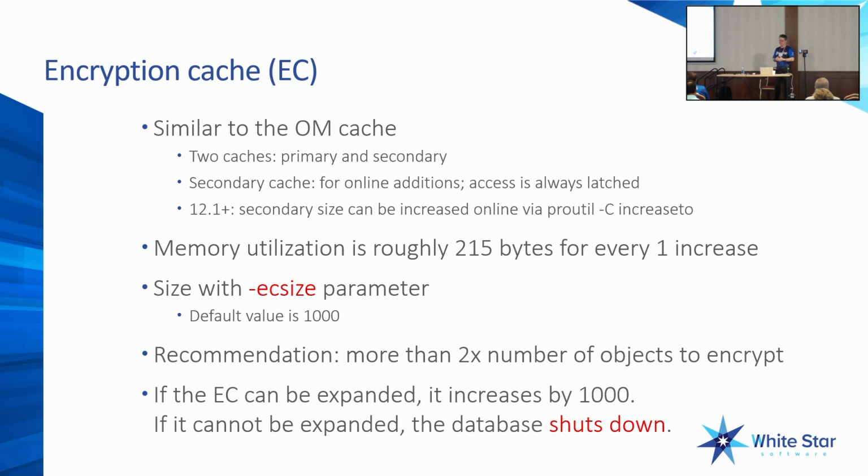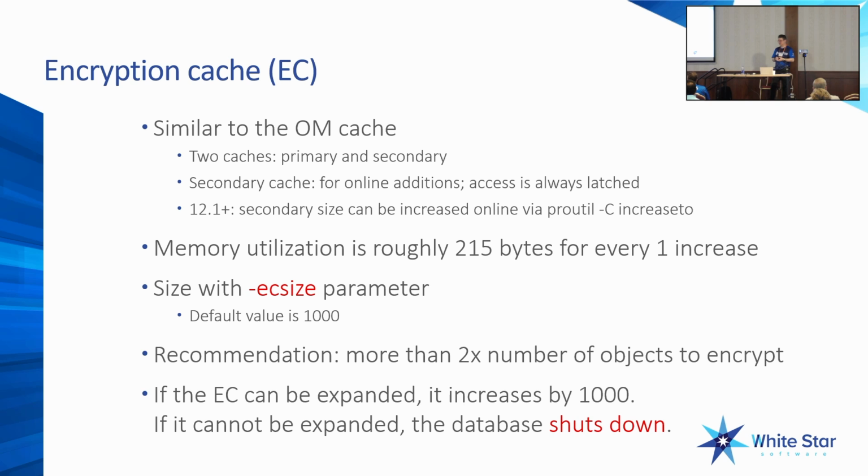And it's sized with the EC size parameter. It defaults to 1,000, and the unit is policies. So with the default, you can fit up to 1,000 policies in the primary cache. The primary gets populated at database start, and then 1,000 for the secondary as well. Don't be stingy with memory here. These are very small entries. It's not an exactly linear scale, but roughly for every one that you increase EC size, you're using another 215 bytes of shared memory. It's not a big deal.